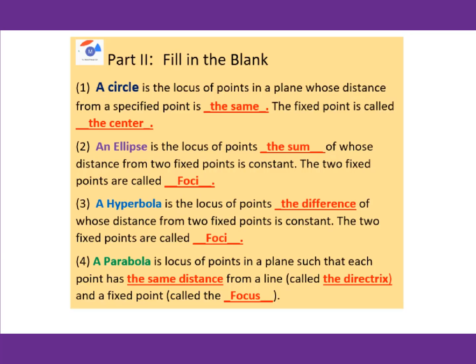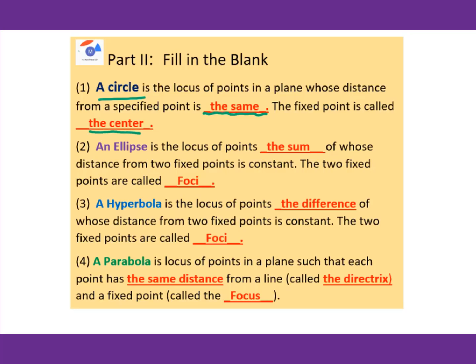Part 2, fill in the blank. This is about the locus of points for each conic section. A circle is a locus of points in a plane whose distance from a specified point is the same. The fixed point is called the center.